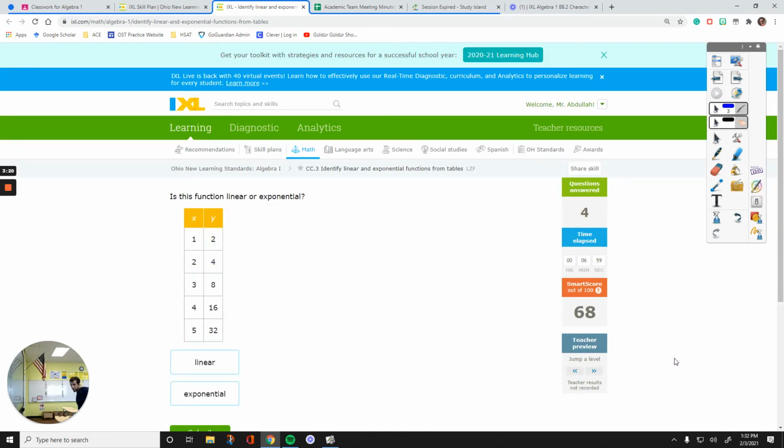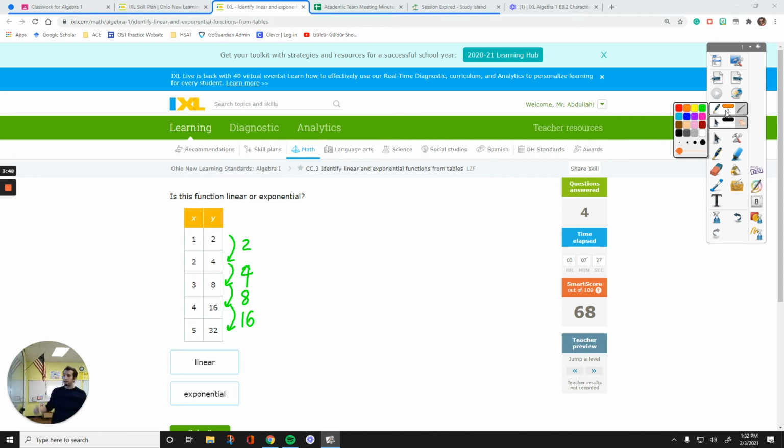Okay, this right here. This is going to be the last one. It's going to be a short video. From 2 to 4, the difference is 2. From 4 to 8, the difference is 4. From 8 to 16, the difference is 8. And then the difference is 16. If they're not equal, you do not have a linear function. That should be exponential because we don't even have another option in here.